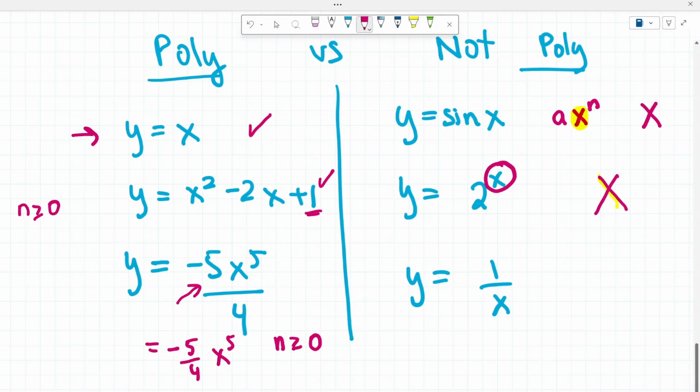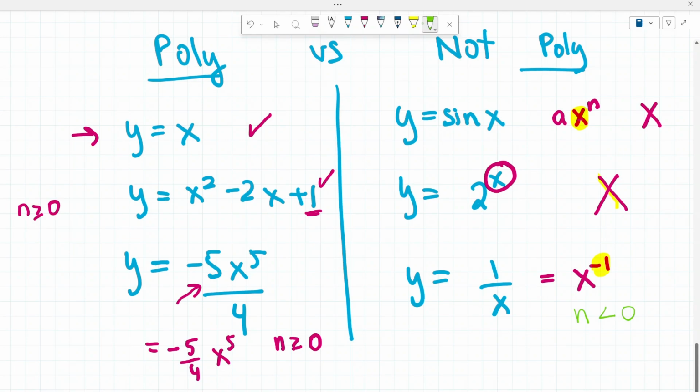And here, y equals 1/x. Well, that can be rewritten as x to the power of -1 following exponent rules. And what do we have there? An exponent that's negative. That means that n is less than 0. So that breaks our rule that n has to be greater or equal to 0. So those are some cases where it's not a polynomial.